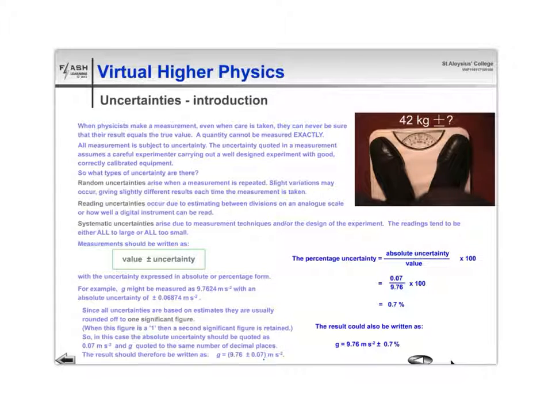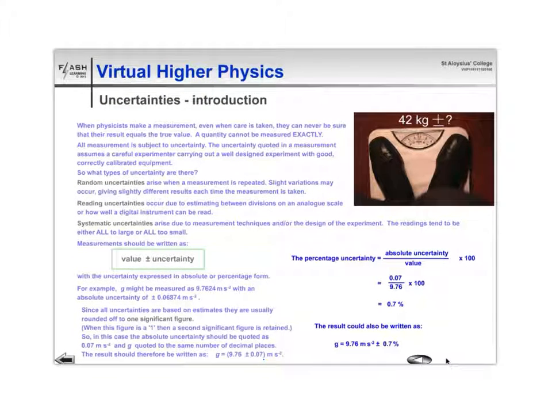So in the example above, we wouldn't give all of those figures because the accuracy wouldn't warrant it. So we would use the final answer, the uncertainty to one significant figure would be 0.07, if you round that off to one significant figure. So there's where the 0.07 comes from, and then the value should be given to the same number of decimal places as that, i.e. 2 decimal places in this case. So that value will be rounded to 9.76.